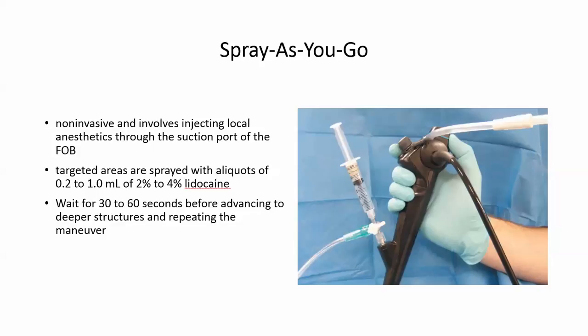Spray as you go is another technique used to topicalize the airway. This is a non-invasive technique and involves injecting local anesthetic through the suction port of the fiber optic bronchoscope. The targeted areas are sprayed with aliquots of 0.2 to 1 ml of 2 to 4% lidocaine. It is essential to wait for about 30 to 60 seconds before advancing the bronchoscope to deeper structures, and the maneuver may have to be repeated frequently.